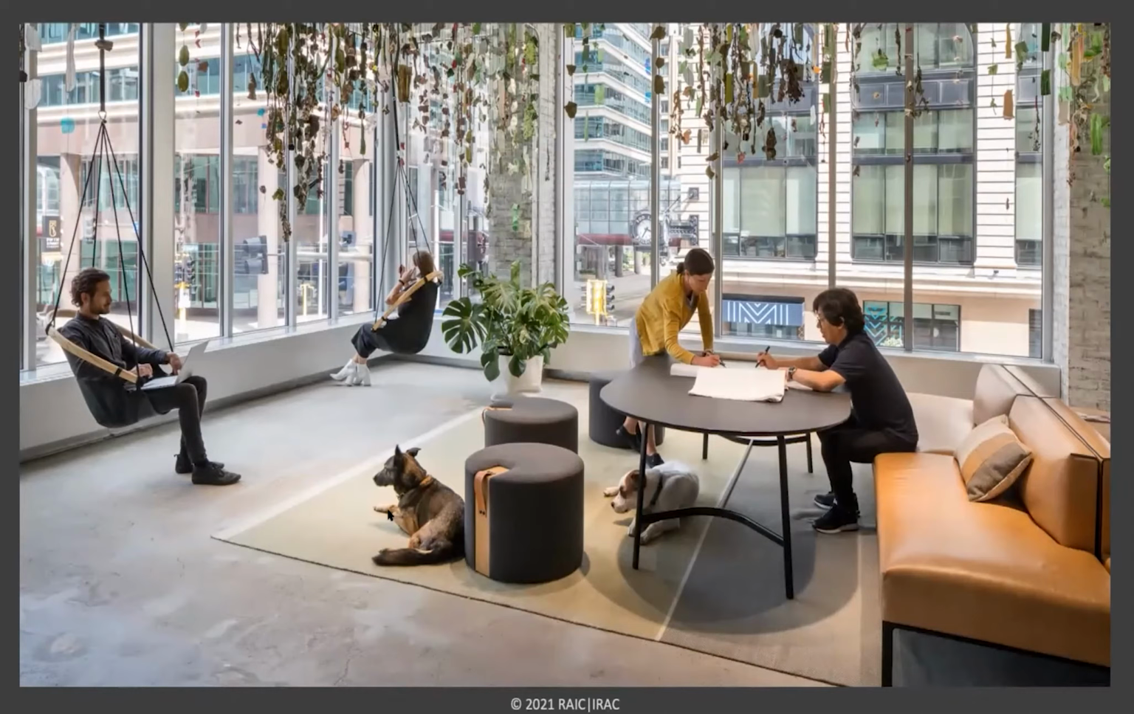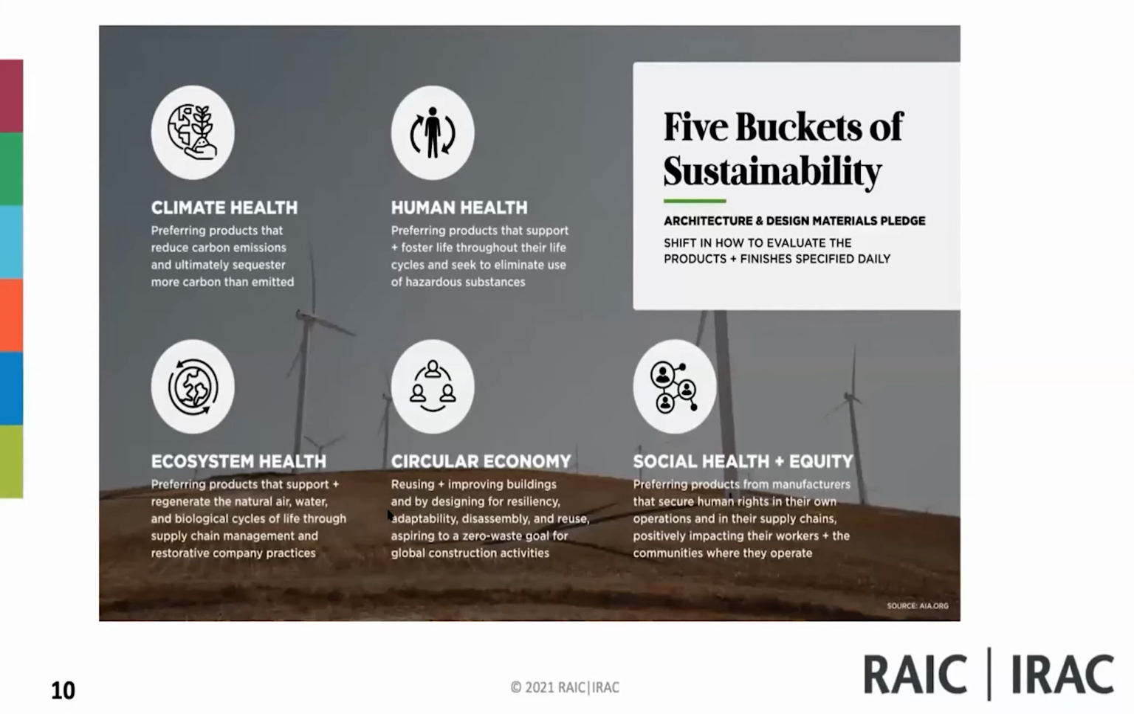And I spoke on the 5 buckets of sustainability earlier, and I wanted to touch on those a little bit more as well. So this is the shift in how to evaluate the products and finishes specified daily, which I mentioned earlier: climate health, human health, ecosystem health, circular economy, and social health equity as well. And it gives some information there on what those really mean.